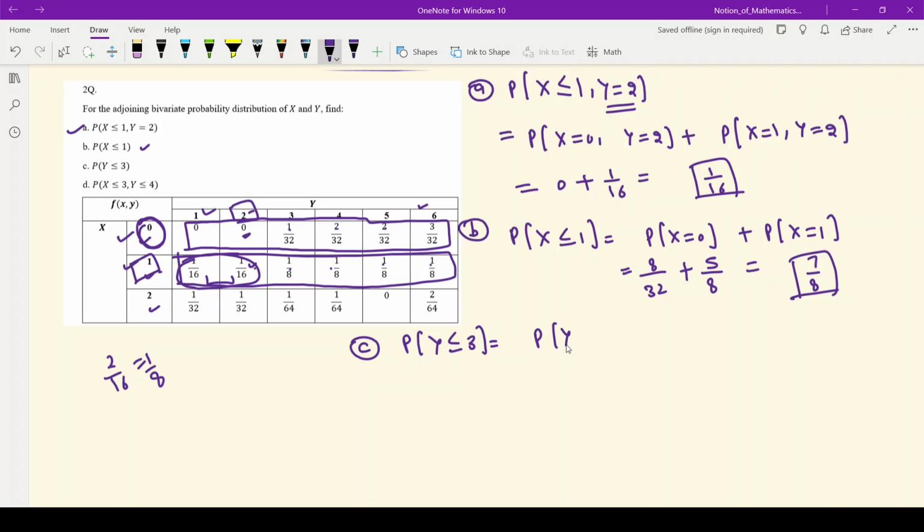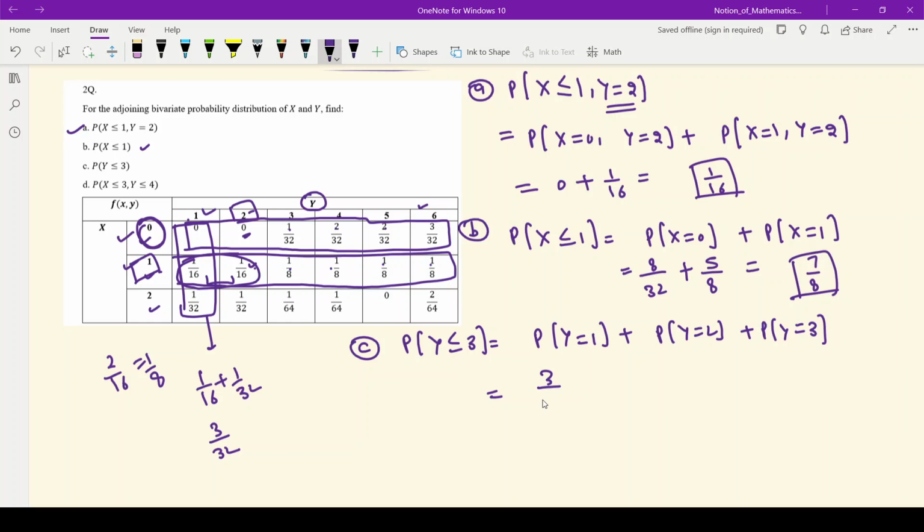So probability of y equal to 1 plus probability of y equal to 2 plus probability of y equal to 3. Now probability of y equal to 1 means the summation of this column. It is 1 by 16 plus 1 by 32, so it is 3 by 32. I can put it here.